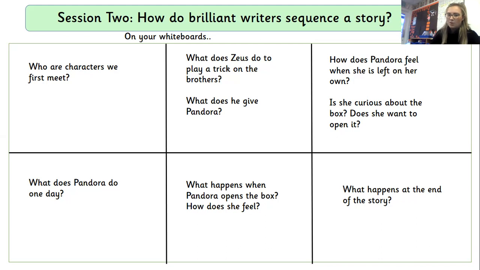And then in the fifth box along, it says, what happens when Pandora opens the box? So remember back to near the end of our story, what comes out of the box? Something bad comes out of the box. And then how does she feel once she realizes that all of those things have come out of the box? She's not very happy. So again, write your answers in your fifth square.